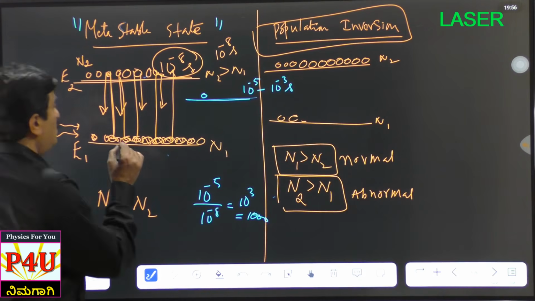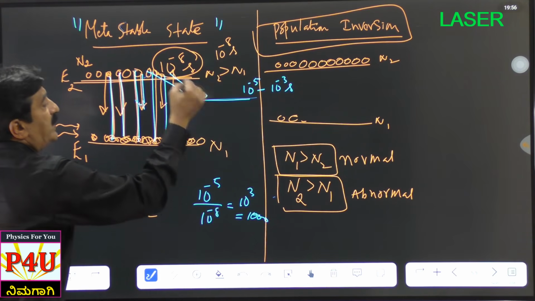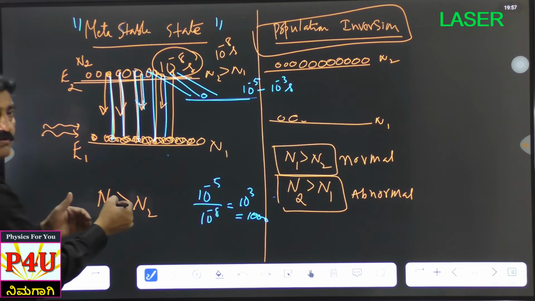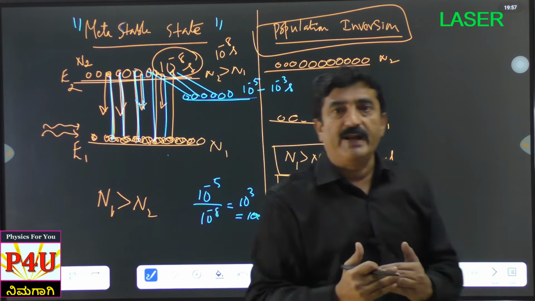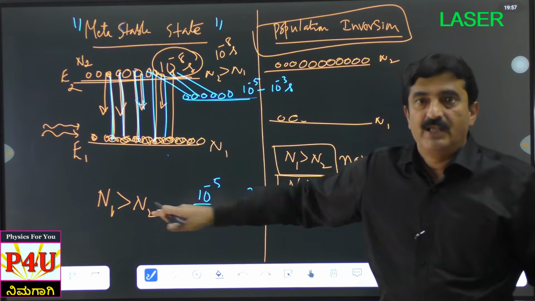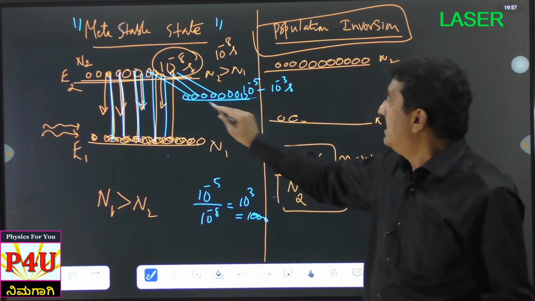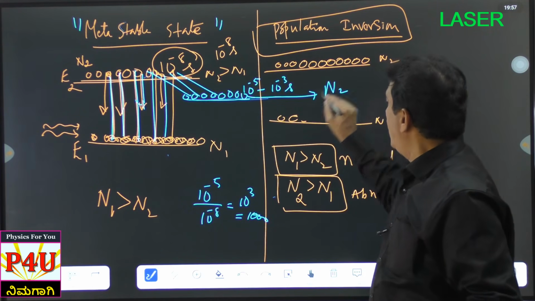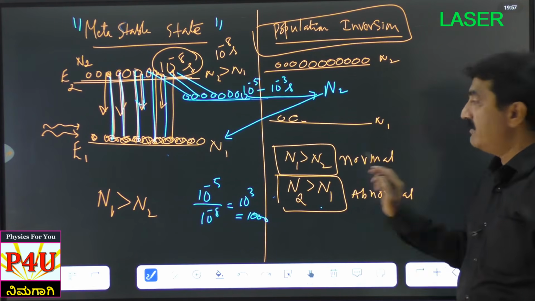Now if you excite the atoms, some of them will come here, some of them will go there. You keep on pumping them. If you keep on pumping, some will come down to the ground state, some will go and stay here, and they won't come down immediately because they have some leisure time. So they relax there. After some time the number becomes more and more. Now I take this number as N2 and this number as N1. Definitely N2 will be more than N1. That means I am achieving population inversion.